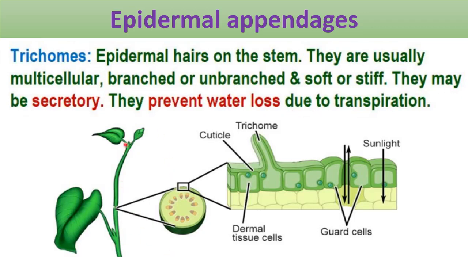Now you see here, this is the stem of a plant and this is the transverse section of the stem, and here this is the outermost epidermis layer. These are the outer growths of the trichome. So these are epidermal cells, and these epidermal cells are forming trichomes here. So these trichomes are present on the stem and these are multicellular.